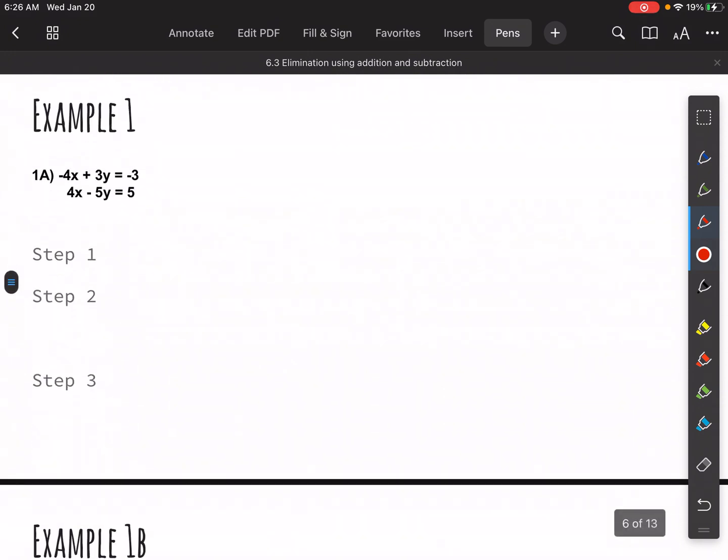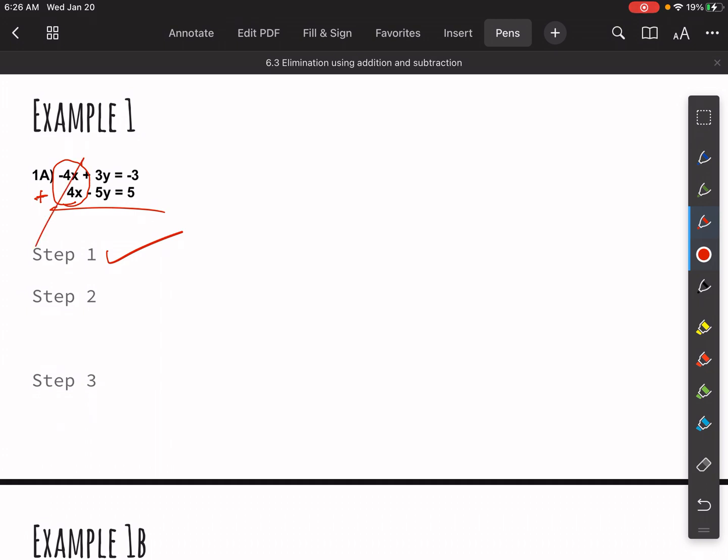Okay, so example 1, here we go. Let's look at 1a. For this one, notice these x's are what I'm going to try to eliminate because they're the same with opposite signs, so I'm going to add them. Okay, step 1 is done. Everything's aligned. Step 2, let's add these together.